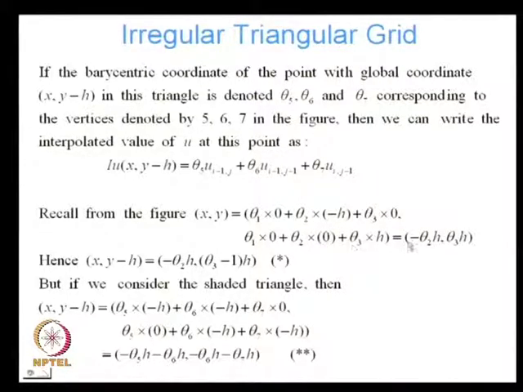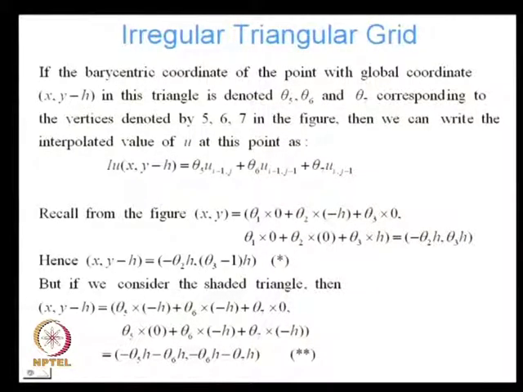And if I simplify this, I get minus theta 2 h, theta 3 h. That I know is the barycentric coordinate. Using the barycentric coordinate, the x y coordinates can be written like this. So, from here x y minus h I can write as minus theta 2 h, that part remains the same because the x coordinate remains the same. The y coordinate is decreased by h, so that becomes theta 3 h minus h, so theta 3 minus 1 times h.